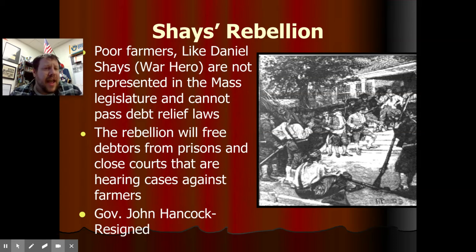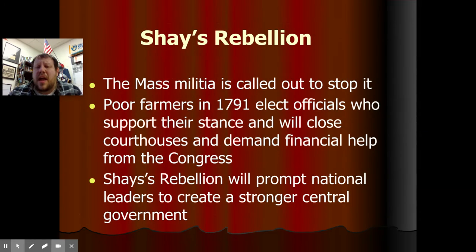It was so bad that John Hancock resigned, though he actually said it was illegal for them to be revolting, even though he was the first guy that signed the Declaration of Independence. Whole other story there, you know what I mean? And so they bring over the Massachusetts militia, they stop it. The poor farmers eventually get a chance to elect officials that support their stances and get financial help, all that kind of stuff.